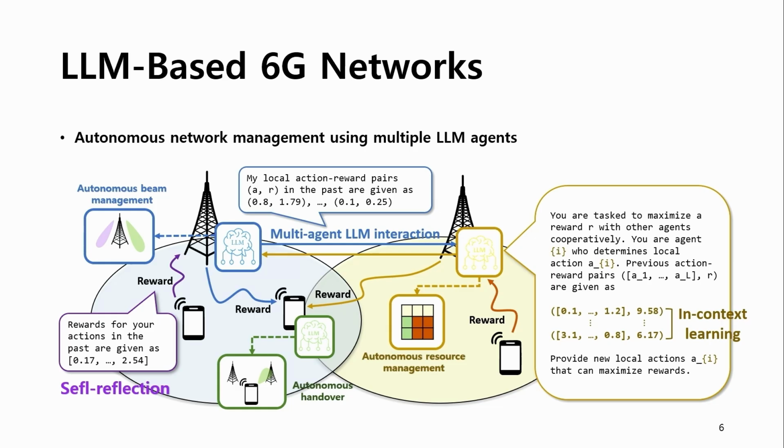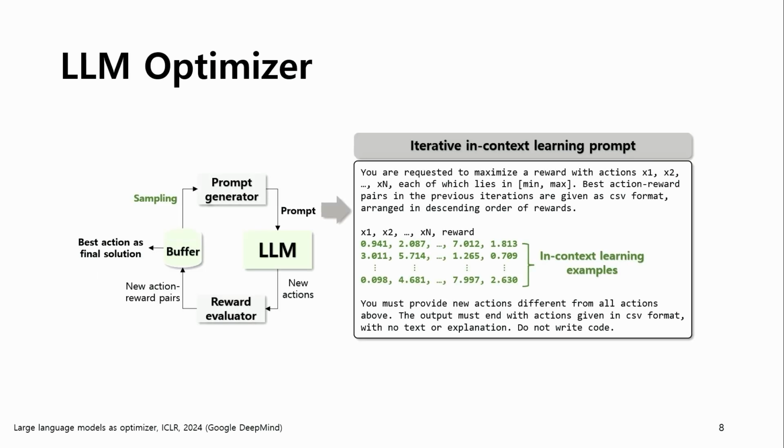And the LLM can provide a solution without knowing any specific configuration or specific information. Actually, this idea was already known last year. It was published by Google DeepMind at ICLR. It's a simple LLM optimizer. This is the first work that applied the LLM to an engineering optimization problem.